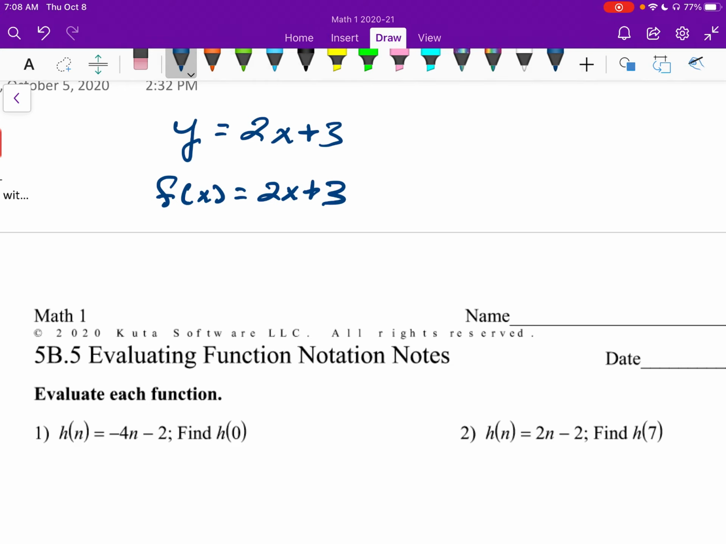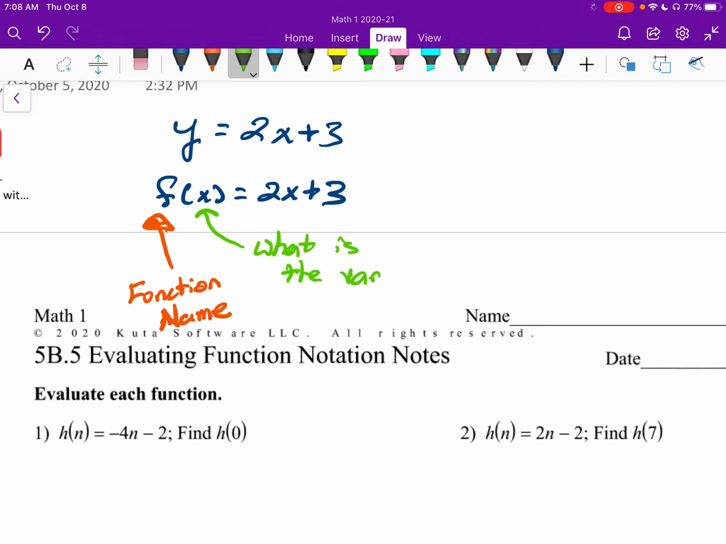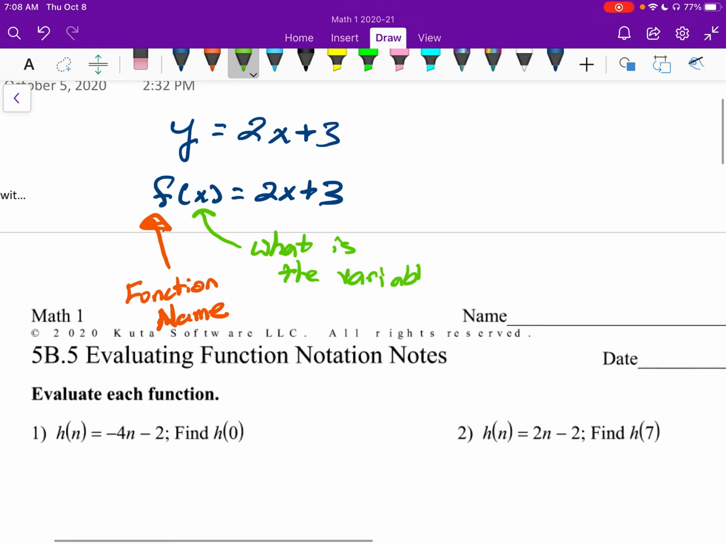And what this means is f is the function name, or the function label, maybe would be a better way to say that, but we're going to stick with name. And then this tells us what the variable is. What is the variable? What the variable is.